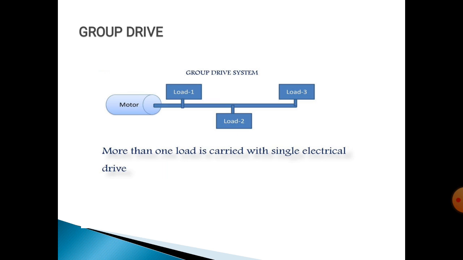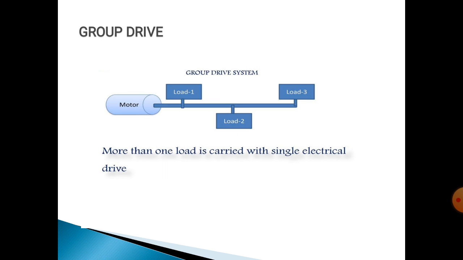Next is group drive. A group drive consists of a single motor which drives one or more line shafts supported on bearings. The line shaft may be fitted with pulleys, belts or gears by means of which a group of machines or mechanisms may be operated. So this type of drive is also called a group drive.